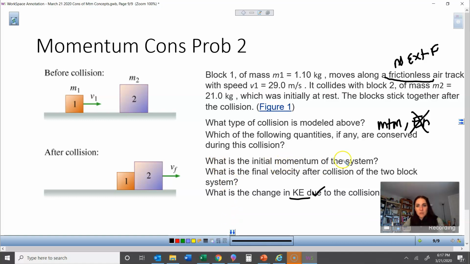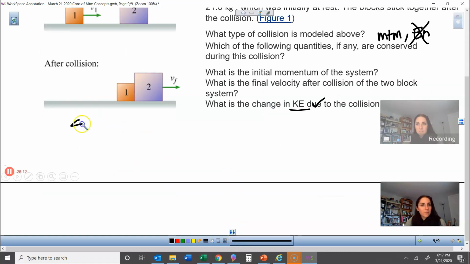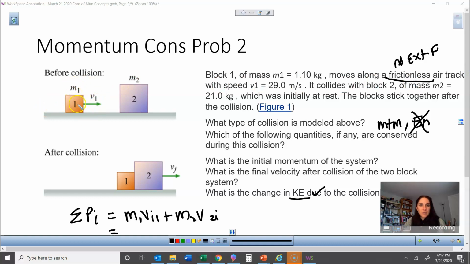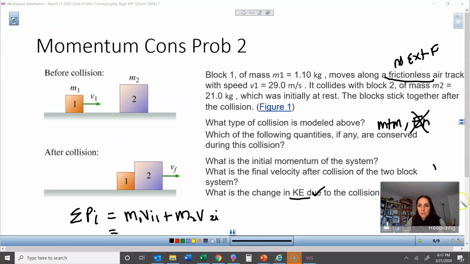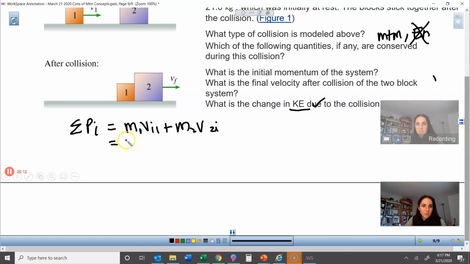So let's find the initial momentum of the system and what's the final velocity of the two blocks. So the initial momentum of the system would be m1 vi1 plus m2 vi2. Which is nice and easy in this case because it's just the block here. So m1 has a mass of 1.10 and it's going at 29 meters per second. I already forgot those numbers. 29.1 kilograms. So it's a pretty big block. Going pretty fast. This is incredibly fast.